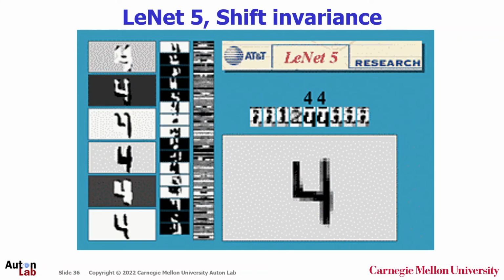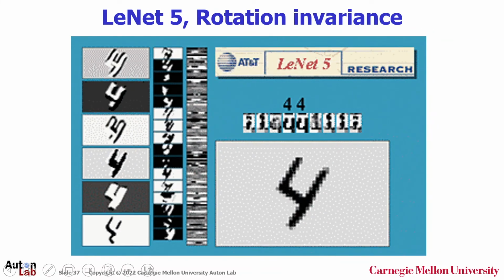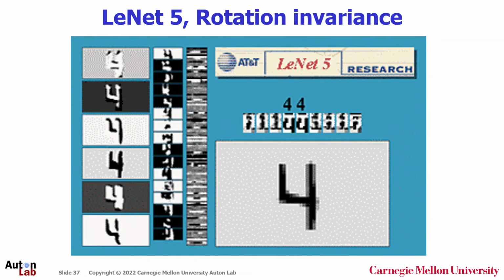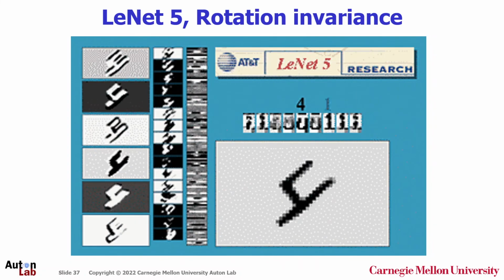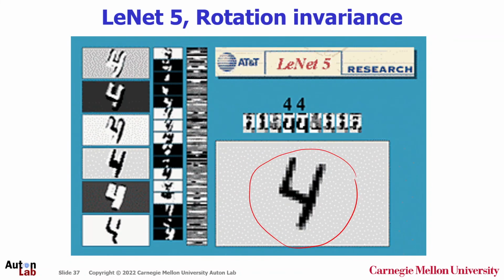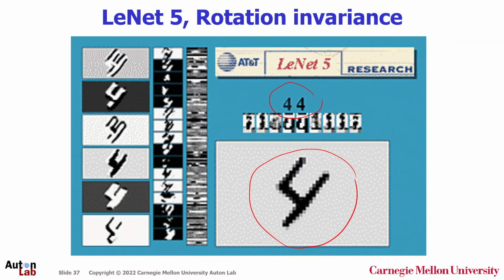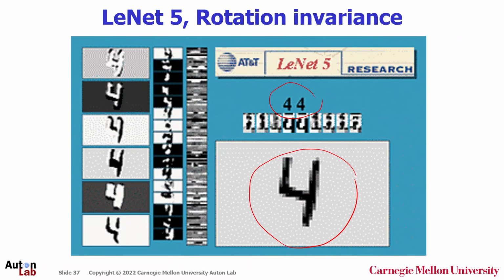Now we study how robust the neural network is if we shift the input images by a small amount. Here, the images are shifting from the top to the bottom, but the network can still recognize the digits correctly. We can also check how robust the network is to a small amount of rotation. The rotated images are shown here, and as you can see, the neural network can still predict the labels well.